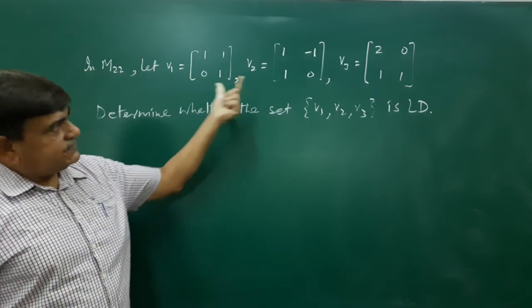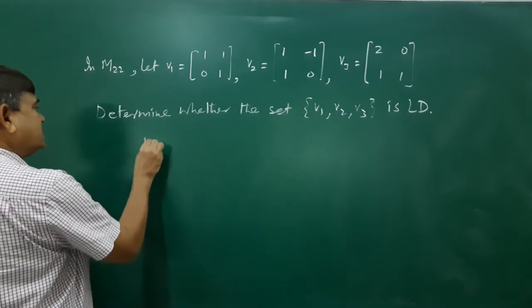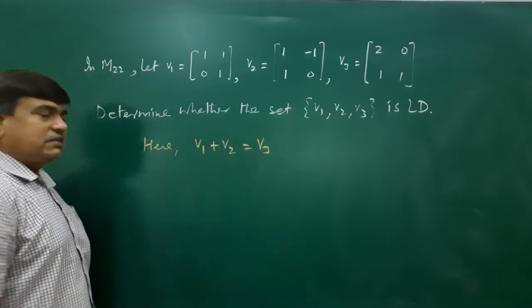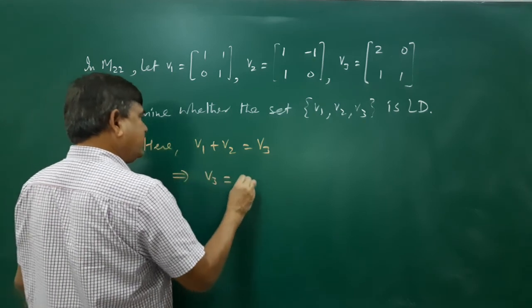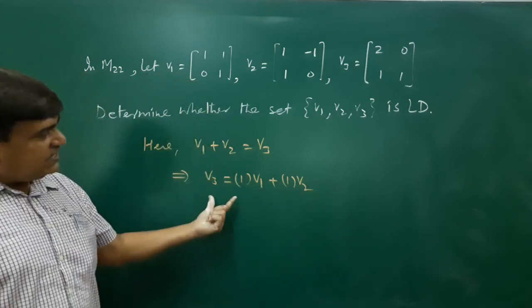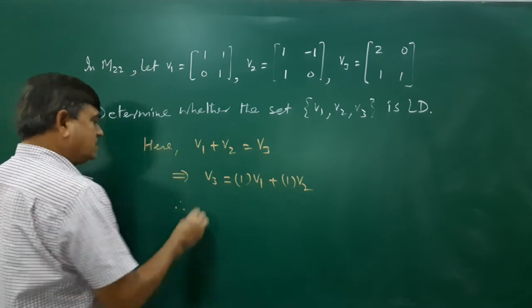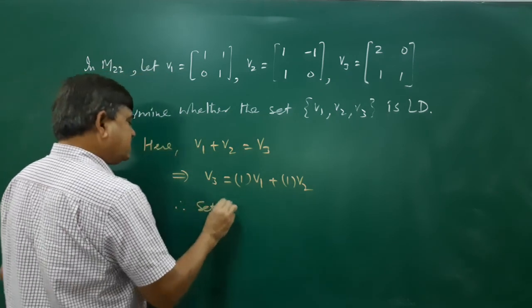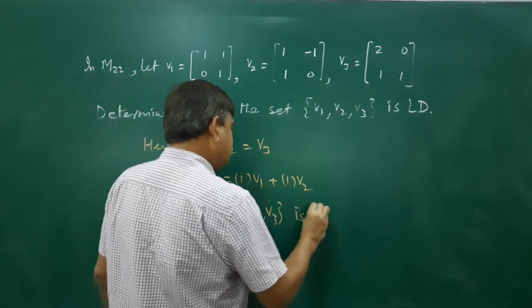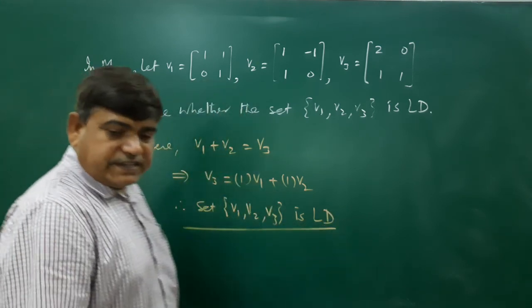If we look at this, we find here V1 plus V2 is V3. That means V3 is 1 times V1 plus 1 times V2. So V3 is a linear combination of the remaining two. Therefore, the set V1, V2, V3 is a linearly dependent set. Okay?